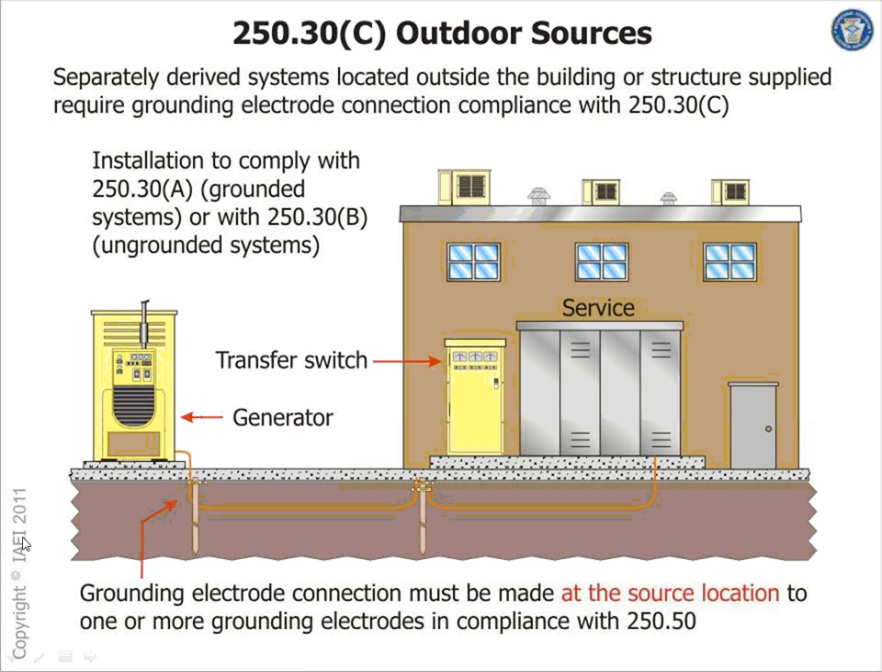So here's a generator outside. If your generator is a separately derived system outside, you have to drive a ground rod next to it as of 2011 and bond the frame or the neutral if it's a separately derived system to it, and then you pull a grounding electrode conductor or a supply side bonding jumper or equipment grounding conductor, depending on if you have a circuit breaker here or not.